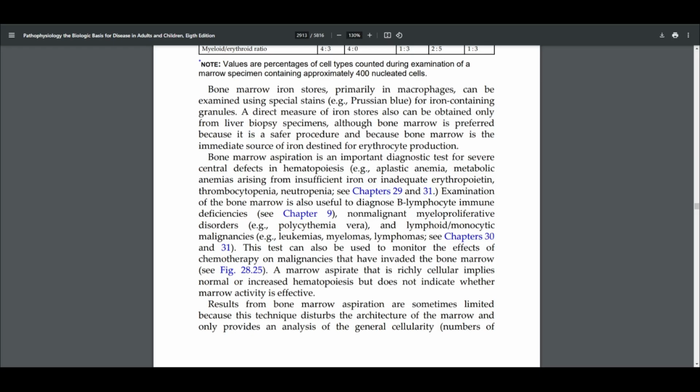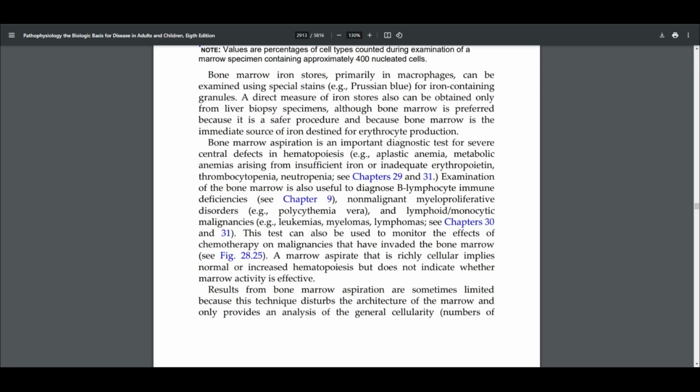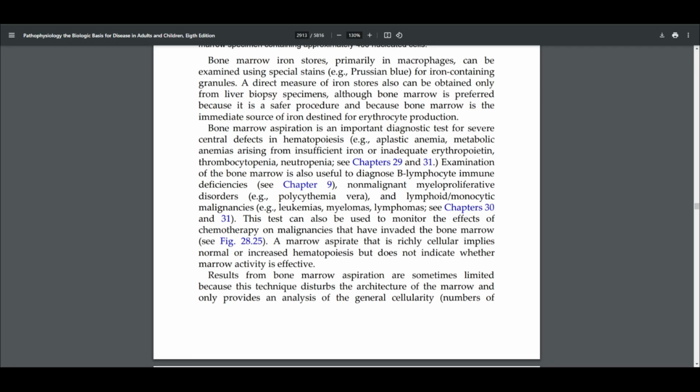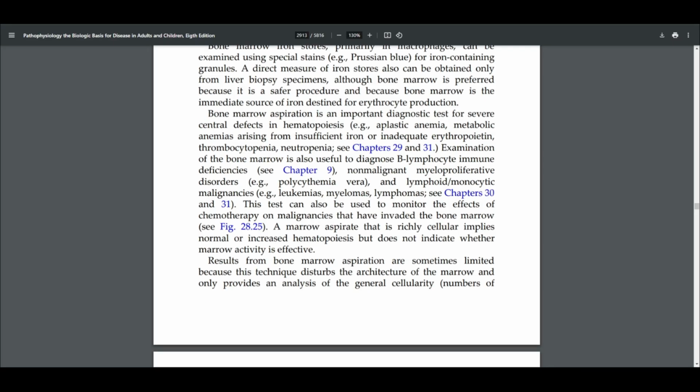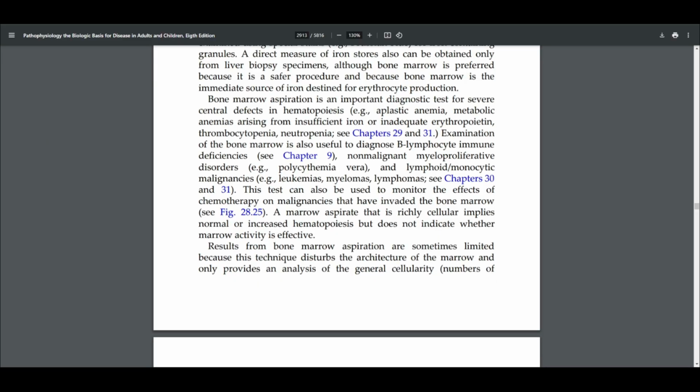Examination of the bone marrow is also useful to diagnose B lymphocyte immune deficiencies, non-malignant myeloproliferative disorders, and lymphoid and monocytic malignancies, so your leukemias, myelomas, lymphomas. This test can also be used to monitor the effects of chemotherapy on malignancies that have invaded the bone marrow.